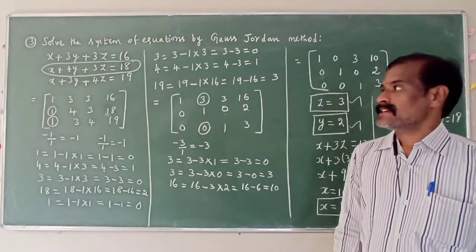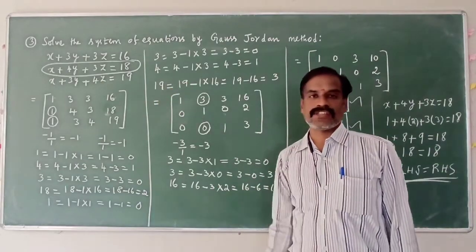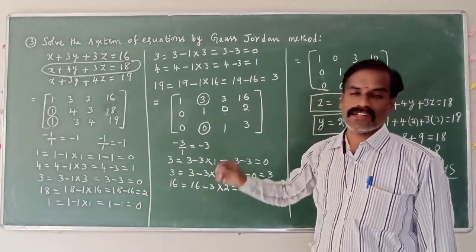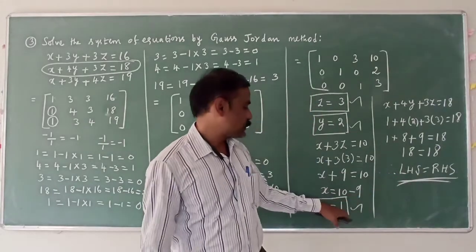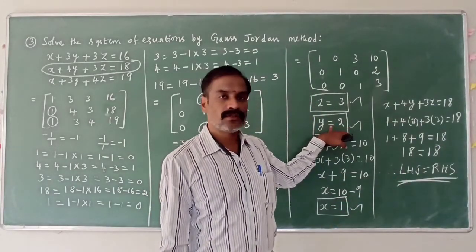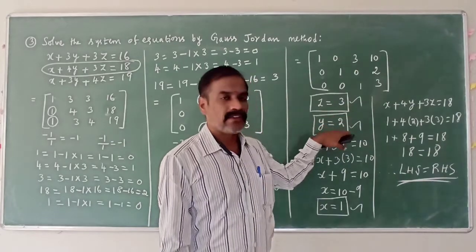The given simultaneous linear equations can be solved using the Gauss-Jordan method, and the final result is x value 1, y value 2 and z value 3.